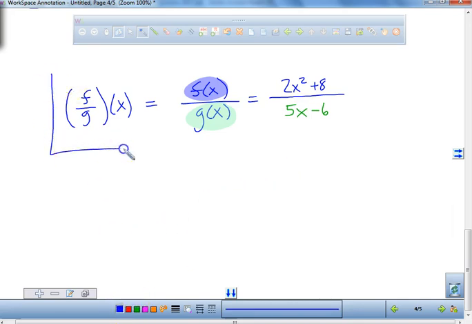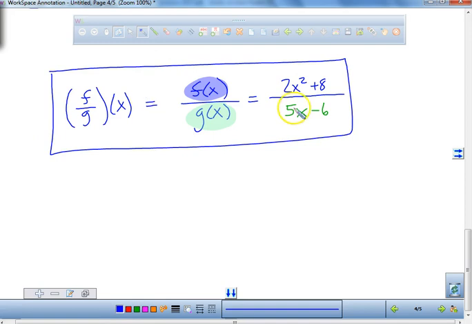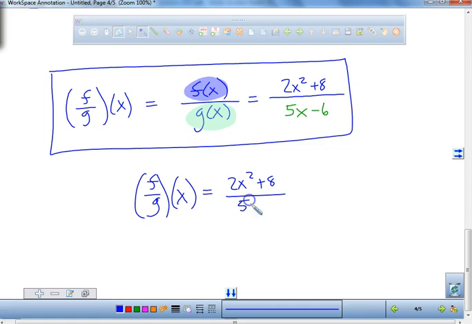So this right here, that's your answer. If I said, what is f divided by g of x? You would just write 2x squared plus 8 over 5x minus 6. However, the domain is a little tricky. All right? What are we never allowed to have the denominator equal? It would be bad. 0, right?